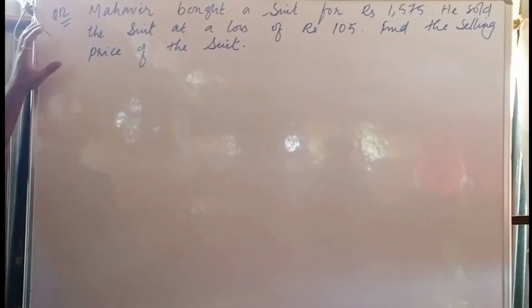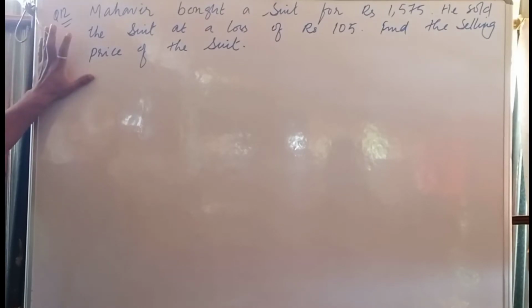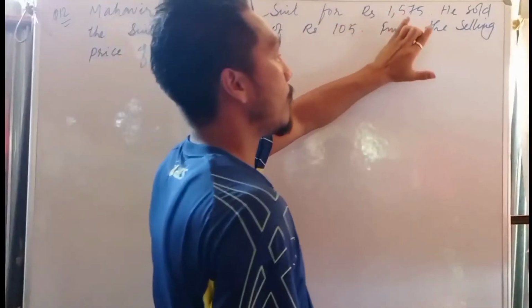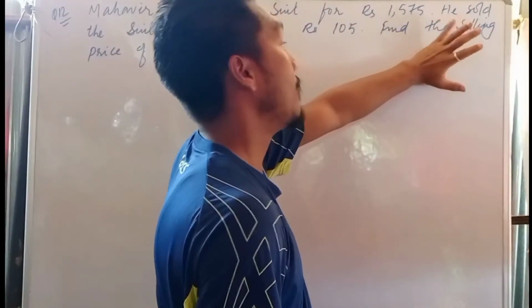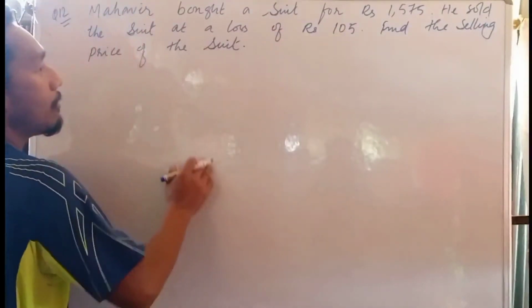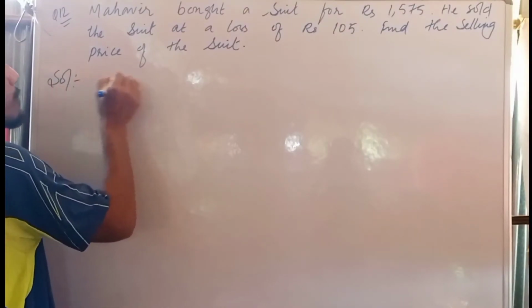This is the last question for exercise 9.3, question number 12. Mahavir bought a suit for rupees 1575 and he sold the suit at a loss of 105. You have to find the selling price. Solution: let's find what is given.